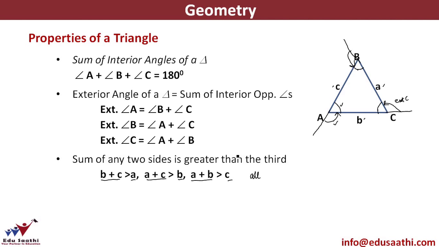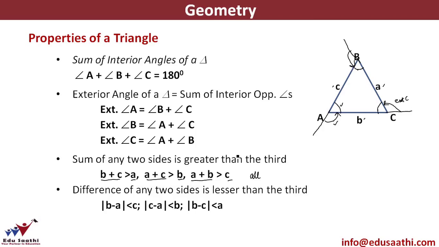A similar property holds for the difference of two sides. When I'm talking about the difference, I talk about the absolute difference. It really does not matter to me which side is bigger or smaller, but the absolute difference of any two sides should be lesser than the third. So B minus A less than C, C minus A less than B, and B minus C less than A. This has to again hold true for all three sides of a triangle. Only then would a triangle exist. Only then would a closed figure of three lines be formed in a plane.